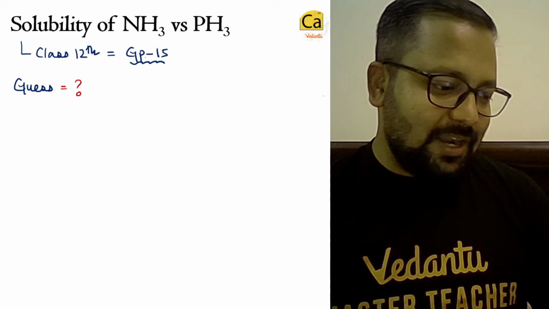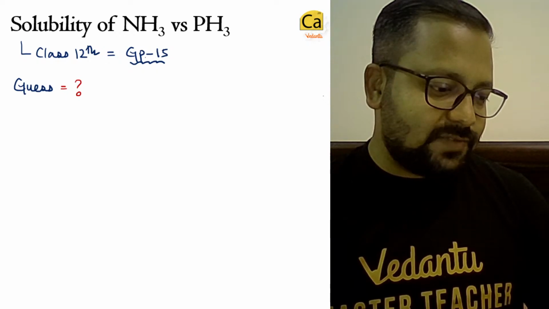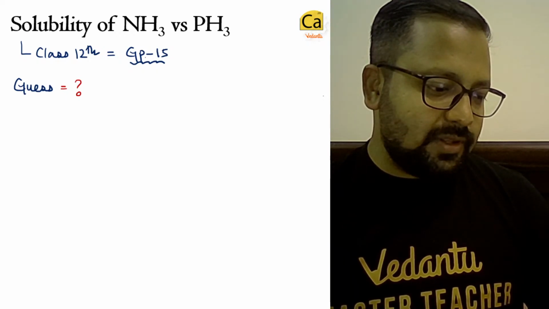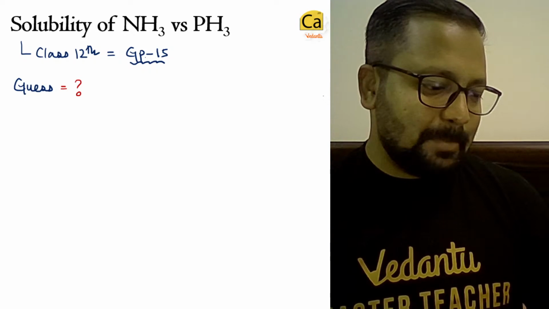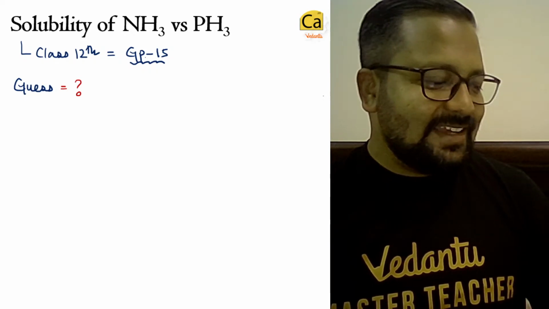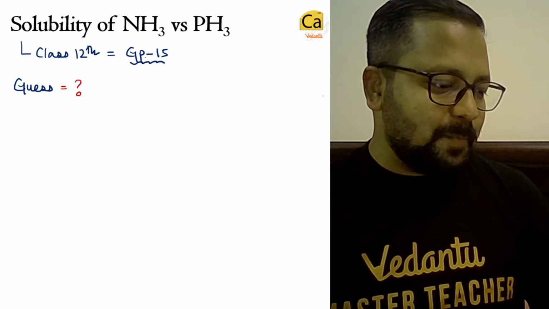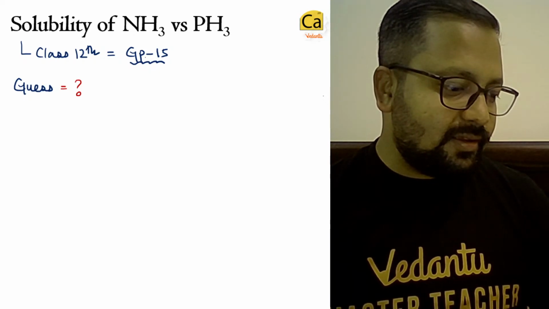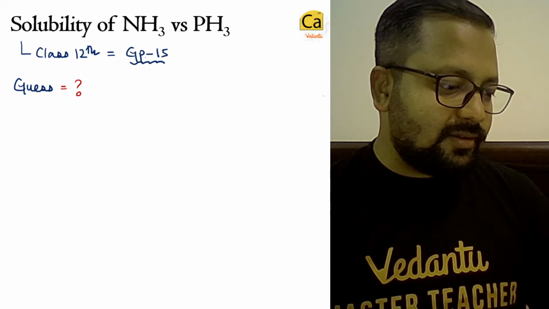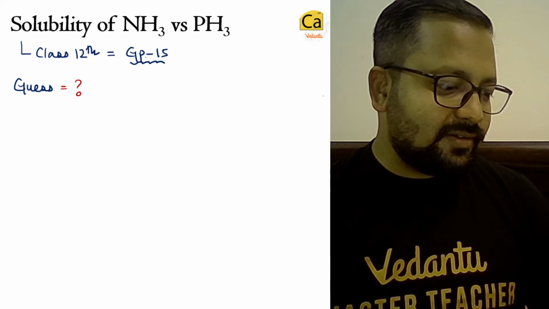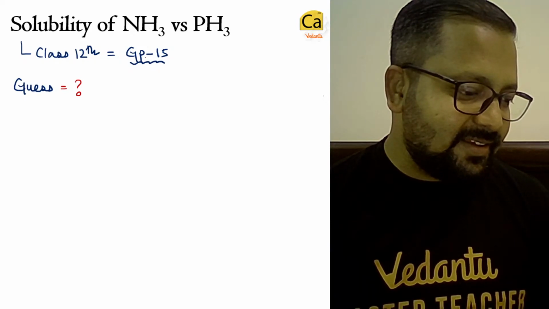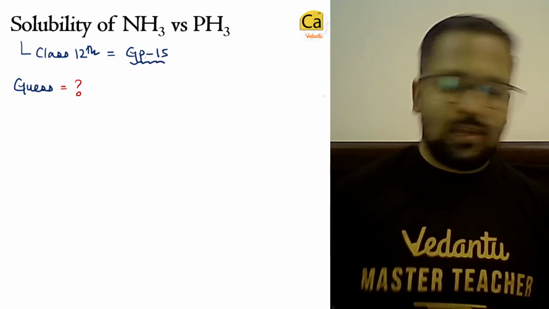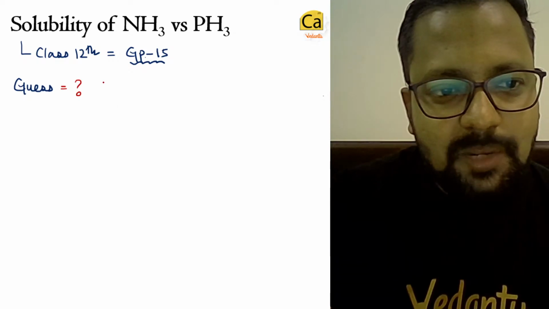Okay, hydrogen, nitrogen have stronger bonds and phosphorus. PH3 is more soluble. Actually, NH3 shows hydrogen bonding, H bonding. Okay, PH3 is more soluble. Let's understand which is more soluble.